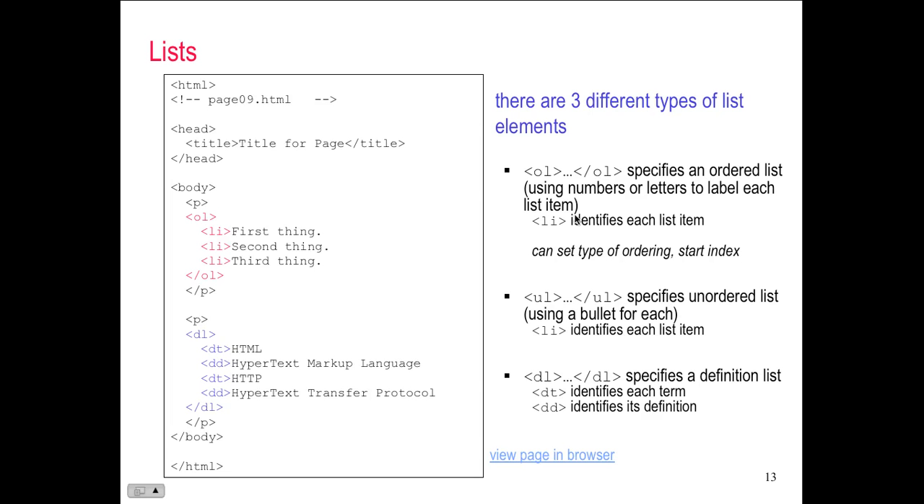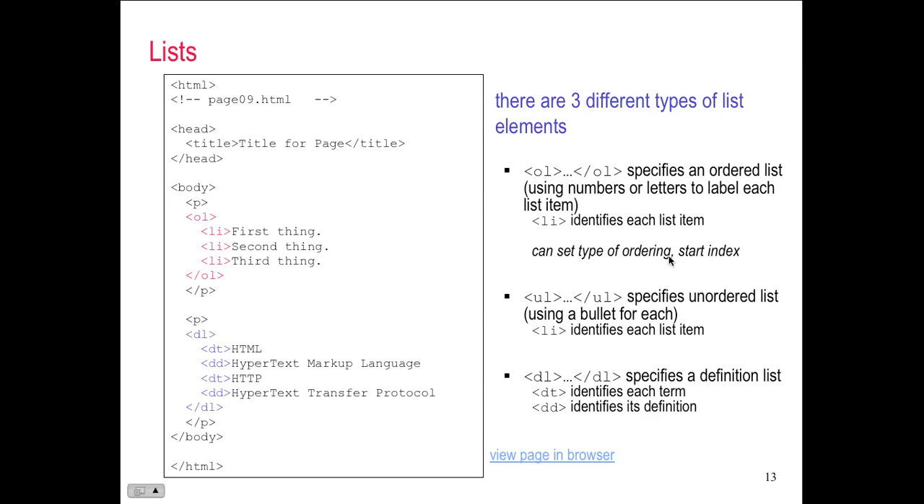So li, list item, is going to be used in both cases. Whether we have an unordered or an ordered list, we start out with that type of list, and then li is list item. There's no closing tag, and it's not an empty tag, but there's no closing tag. It's just going to be list item, list item, list item, list item. So it specifies the order.